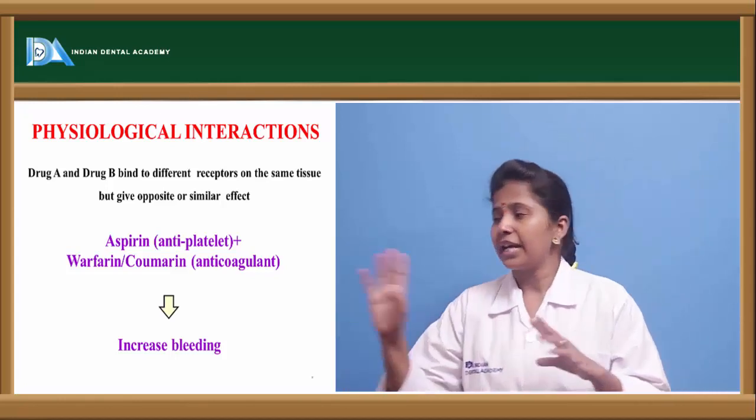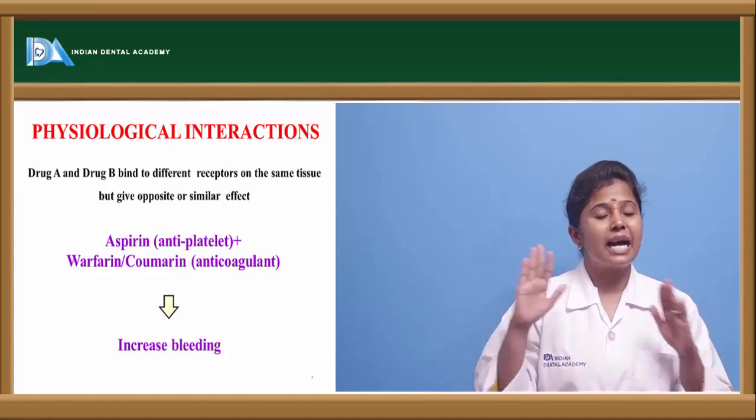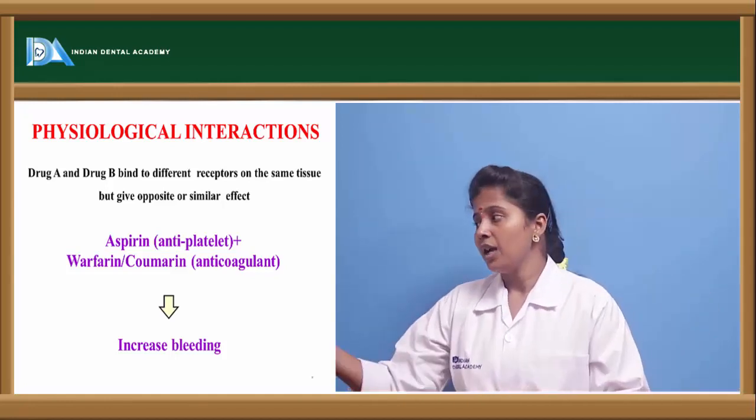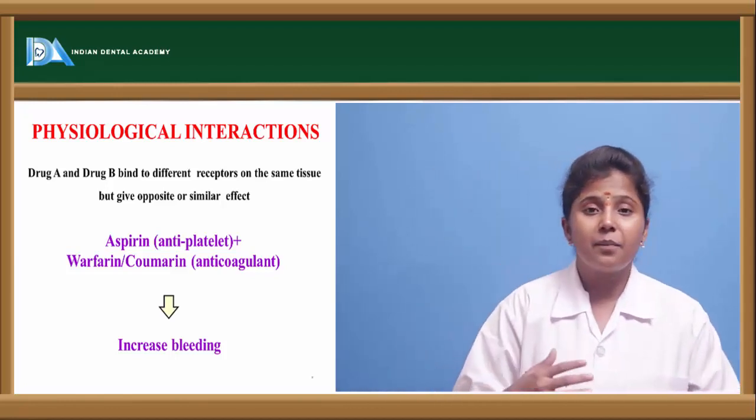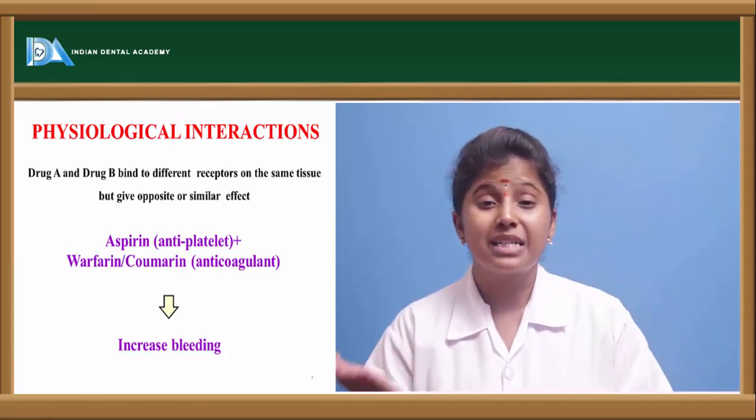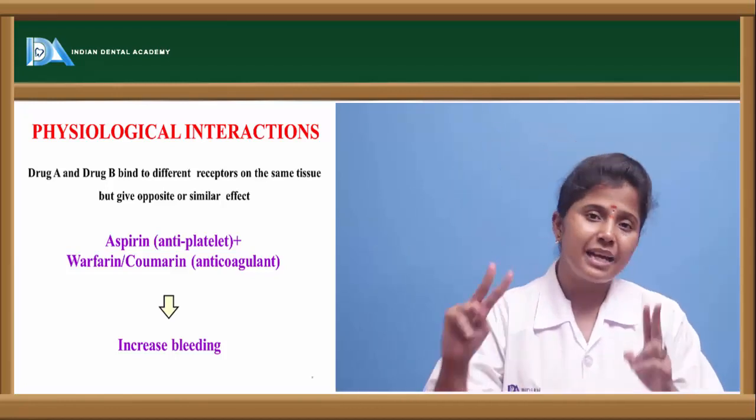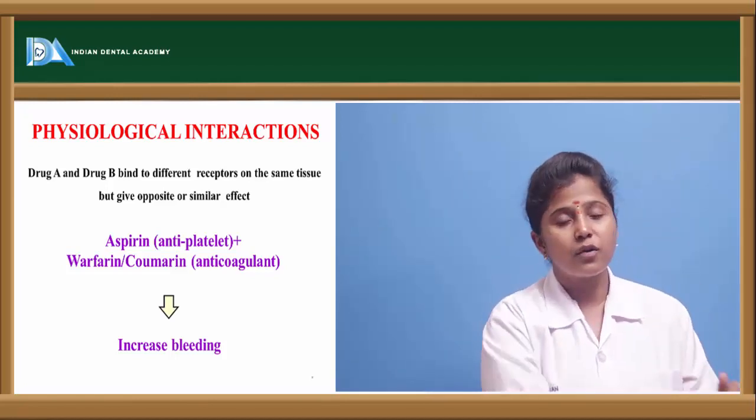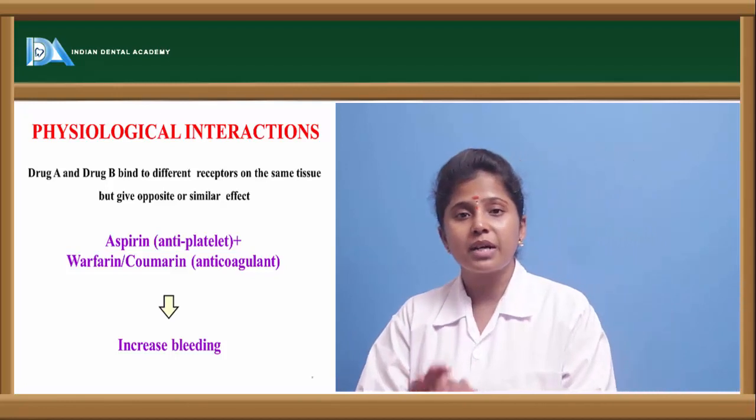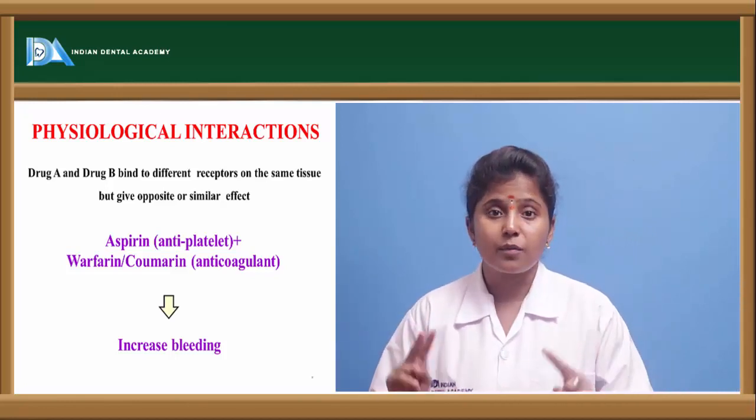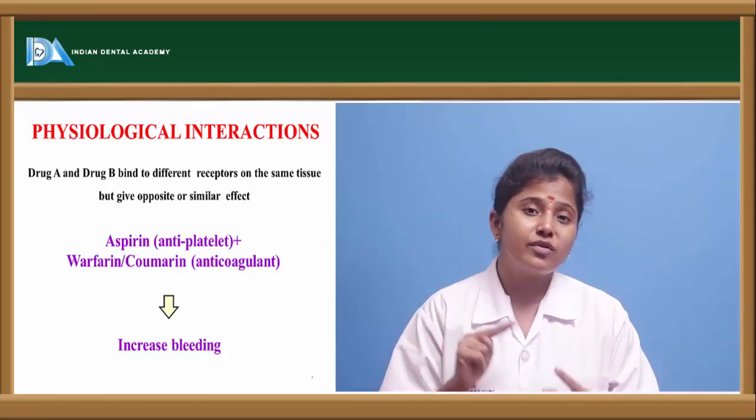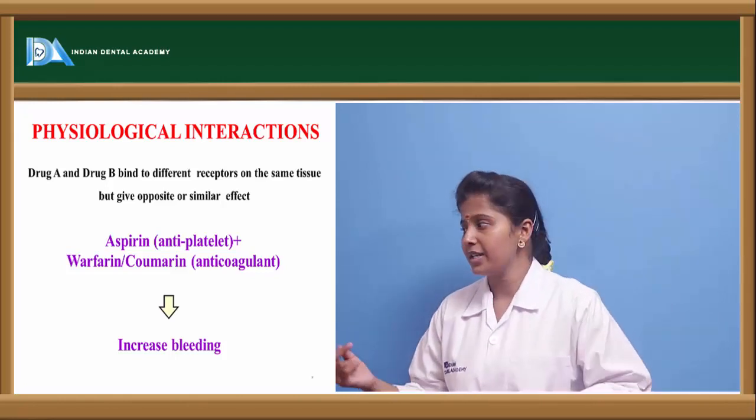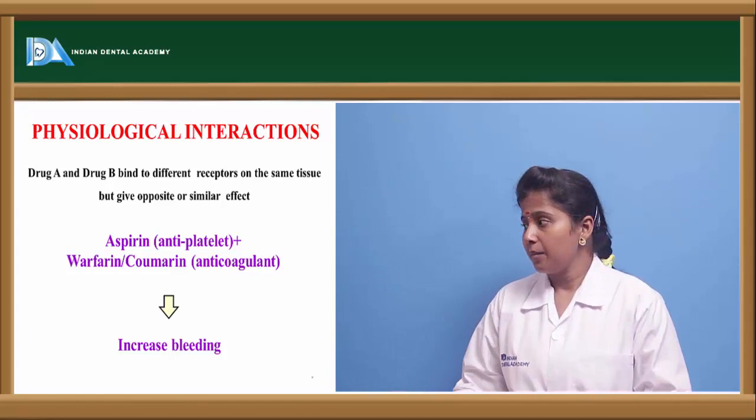For example, aspirin has anti-platelet action, in the sense it won't allow the platelets to form aggregates. Warfarin or coumarin are anticoagulants. They prevent the coagulation mechanism. The effect is the same. It won't allow platelet aggregation, thereby the clot is not formed. It won't allow the coagulation mechanism, thereby the clot is not formed. But the binding sites of these two drugs are different. So two binding sites, but the effect is the same. That is increased bleeding.